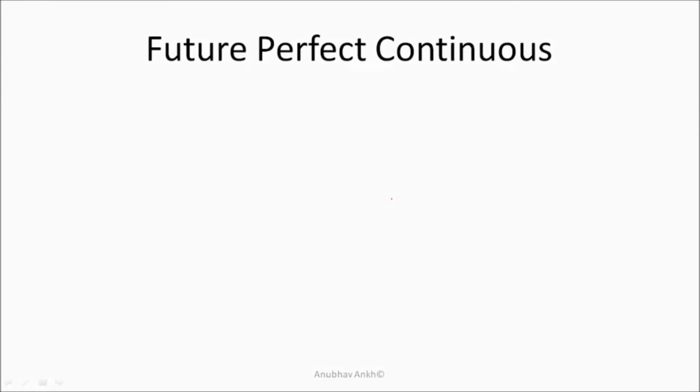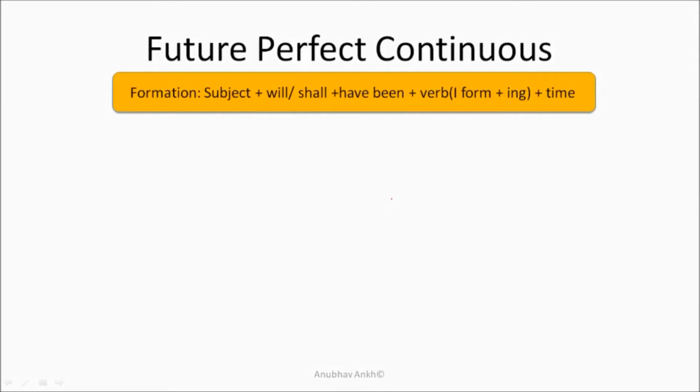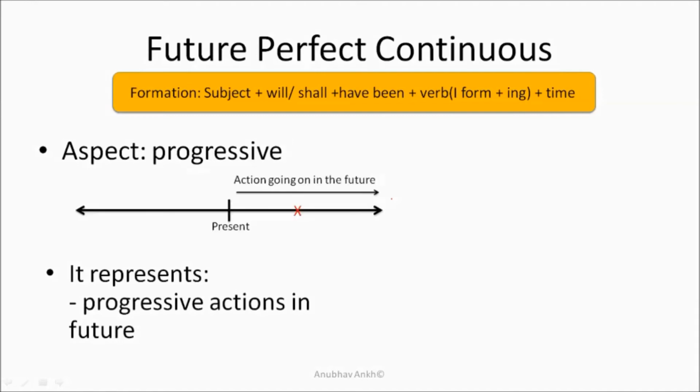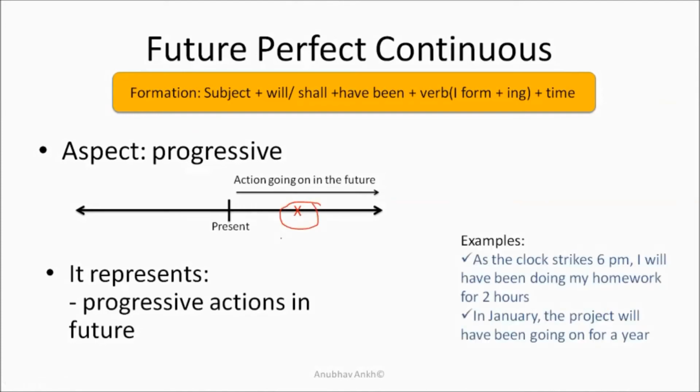Let's see the formation of sentences first. Subject plus will/shall plus have been plus first form of the verb with ing plus time. There is so much in this tense. Aspect is obviously progressive. It represents progressive actions in the future with time. We are in the future. Example: as the clock strikes 6 p.m., I will have been doing my work for 2 hours. I will have been doing my homework for 2 hours. Action going on in the future.